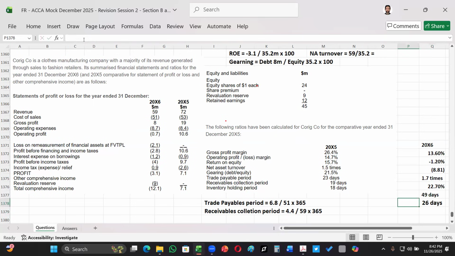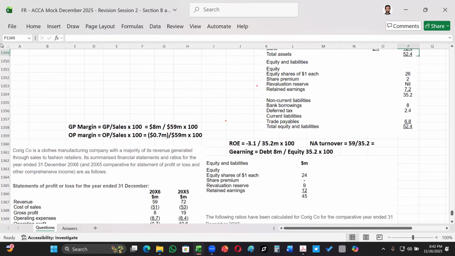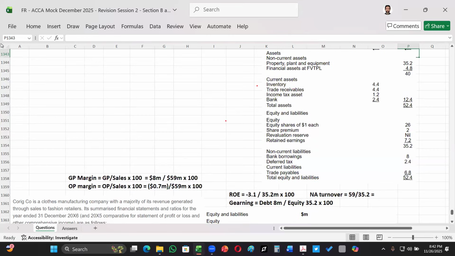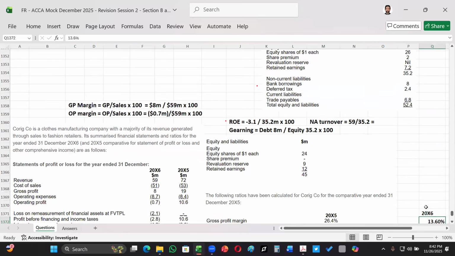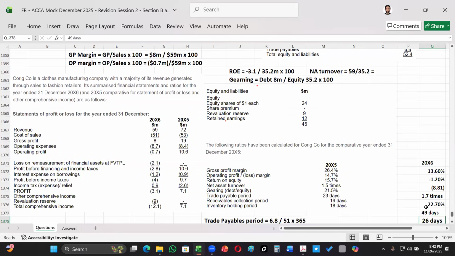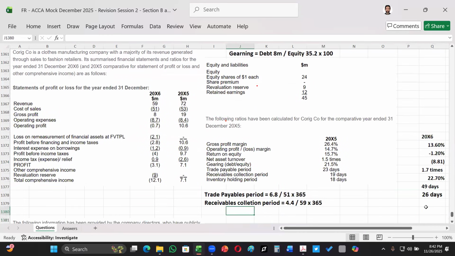So we now look at the last one, which is the inventory holding period. The inventory is also 4.4. The receivables and inventory are the same figure. So for the inventory period, we divide the inventory by the cost of sales.